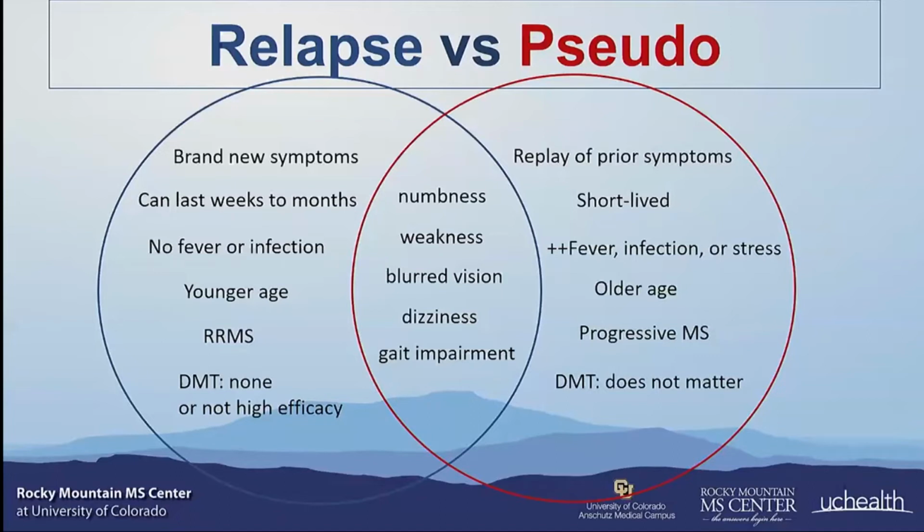As far as disease modifying therapies, a relapse may occur if a person, for instance, is not taking any disease modifying therapy, or if they're not on one of our more highly efficacious treatments. Whereas with a pseudo exacerbation, the disease modifying therapy doesn't really matter. And in fact, if a person is on a highly effective treatment and is calling us with symptoms, we're already thinking, well, we know these treatments are very effective at preventing relapses, but they don't really do anything for pseudo relapses. Therefore, it's more likely than not that it's going to be a pseudo relapse.